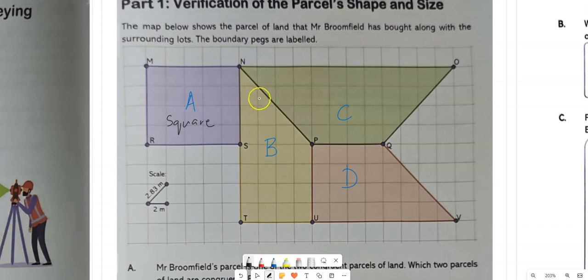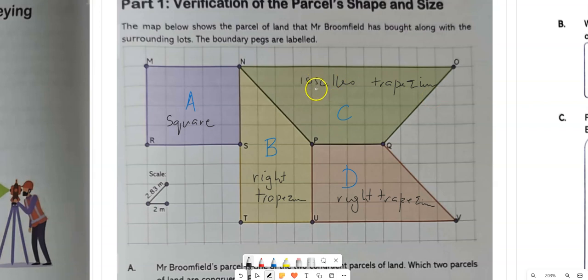This one is a right trapezium. Okay. This one is a right trapezium as well. And this one, they say, is an isosceles trapezium.